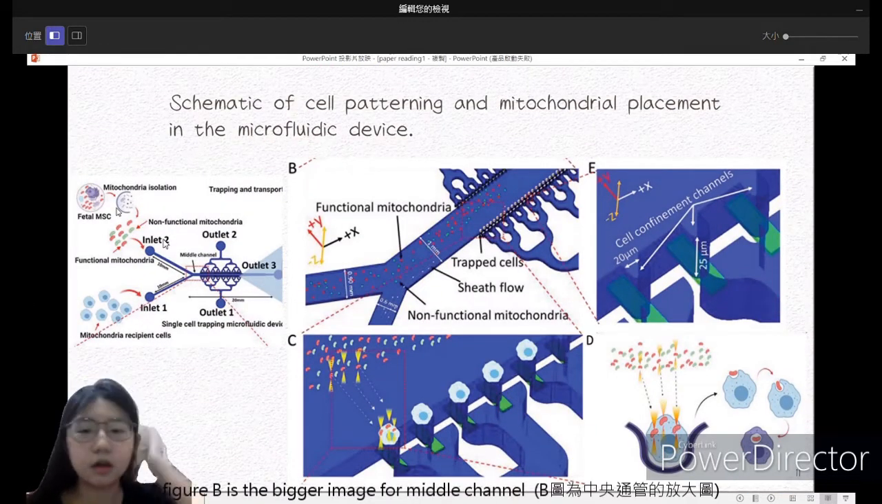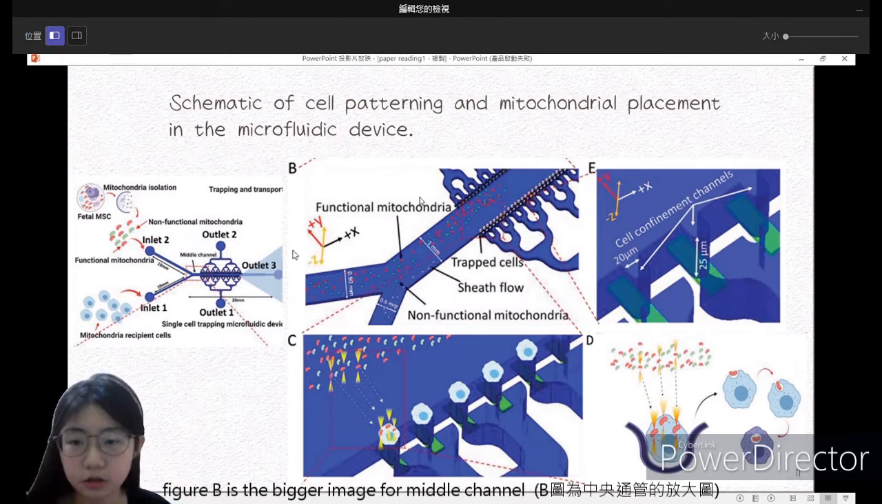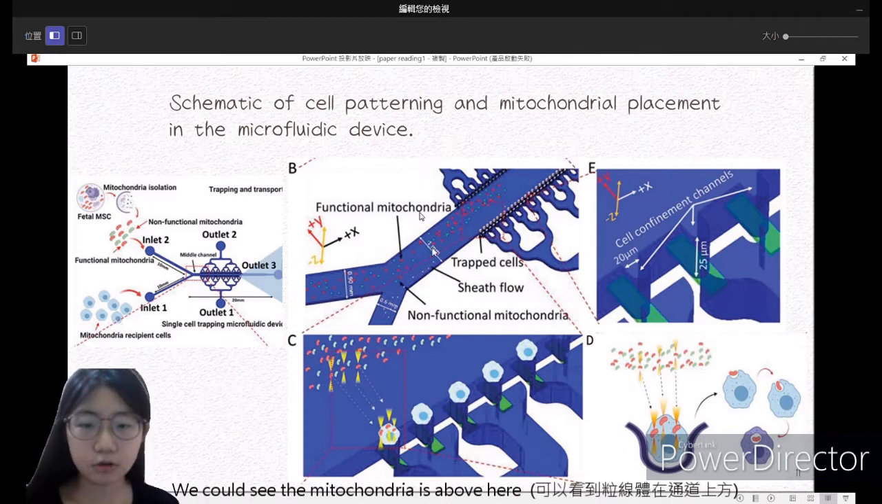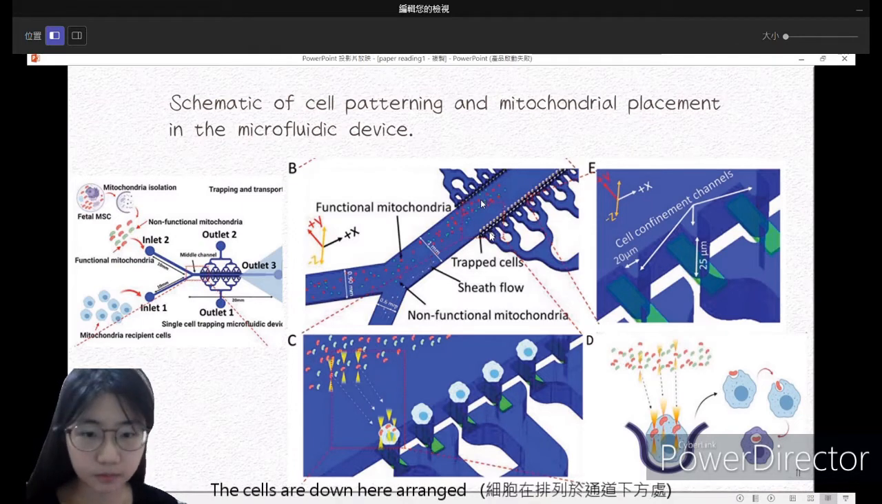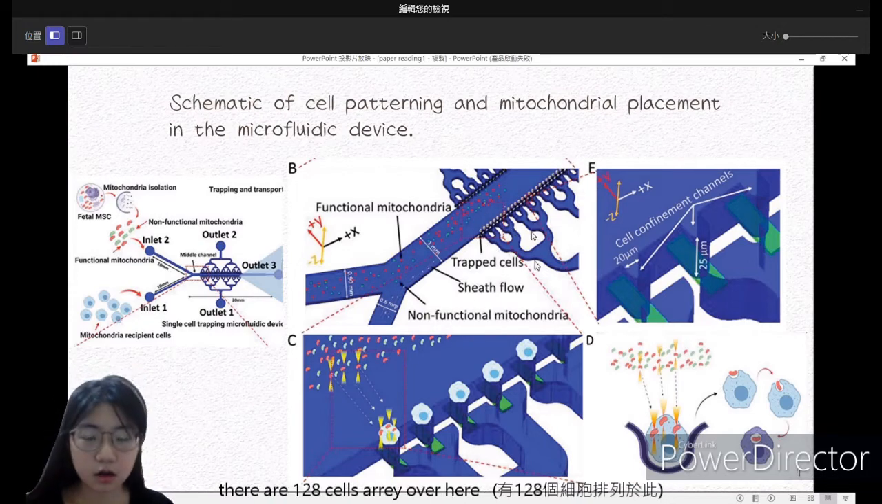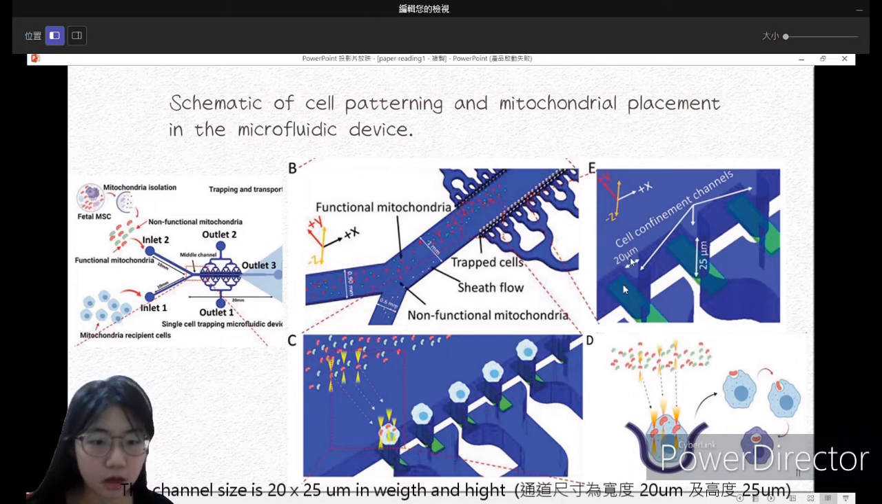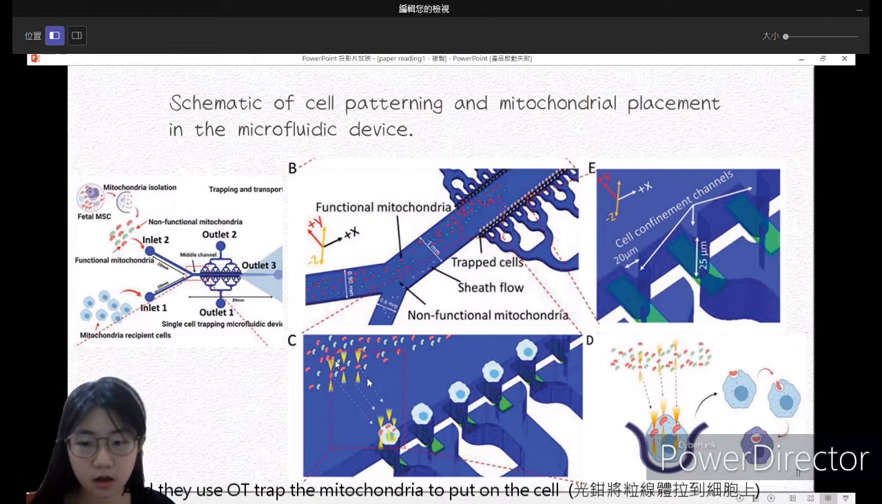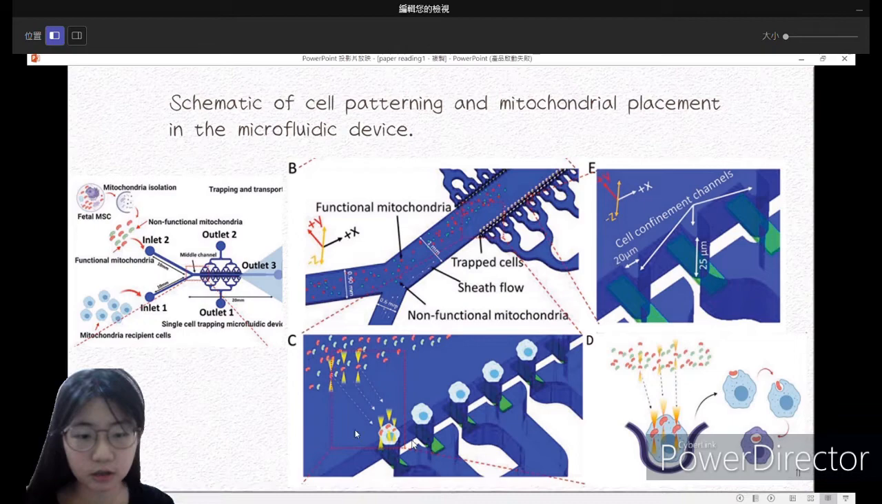Okay, and we could see the middle channel over here is like the figure B over here. We could see that mitochondria is above here, and the cells were down over here arrayed. And there are 128 cells over here. The channel size is the width 20 and the height 25. And they use the optical tweezer to trap the mitochondria to put on the cells.